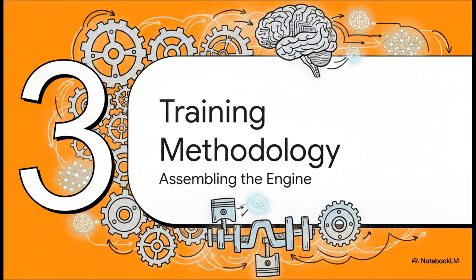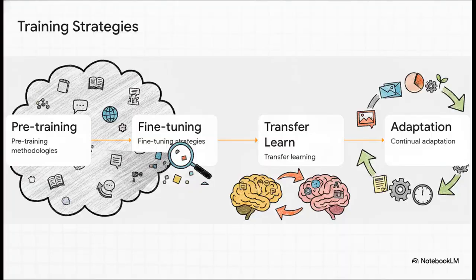Section 3. The Training Methodology, Assembling the Engine. So, how does this incredibly complex architecture actually learn? Well, here is the chronological life cycle of making a model smart. Step 1 is pre-training. This is giving the model its massive foundational education by basically having it read the internet. Then step 2 is fine-tuning, where we narrow its focus to make it a specialist in specific tasks. Step 3, transfer learning, takes knowledge from one specific domain and smoothly applies it to another. And finally, continual adaptation makes sure the model stays sharp and totally relevant as new information emerges over time. It's a very clear sequential path from a total blank slate to a highly capable system.